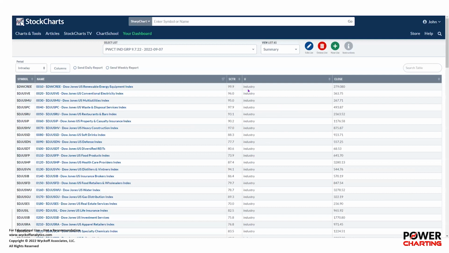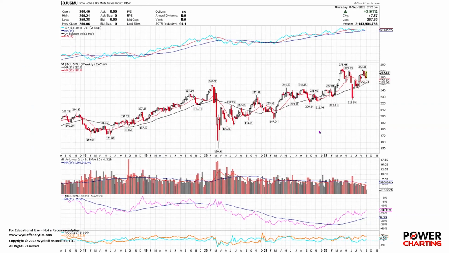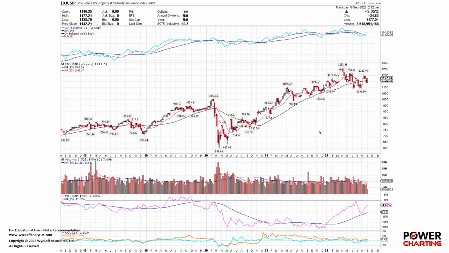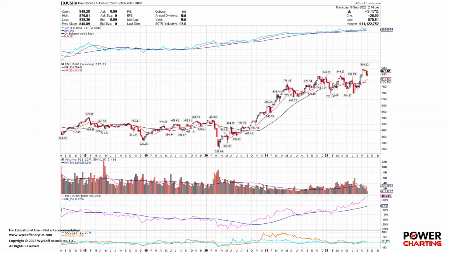And what's interesting is that we have a variation of scooter values. Here's one, defense, 77 scooter, not that strong, a couple 75, 78, but the ones at the very top, 99, 96, 95, 97. So this gives you a chance to see some of the things that are emerging and haven't spent enough time up at the top to get that really high scooter rank. But let's take a look at our heavy construction chart. We're going to do a little bit of a deep dive there.